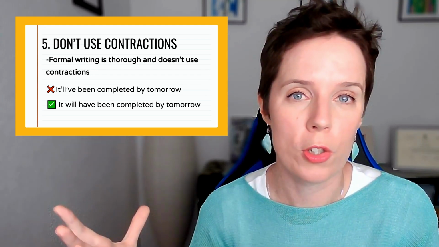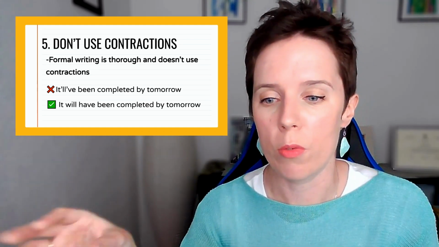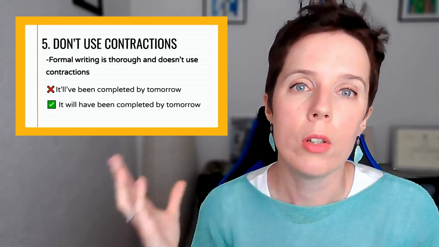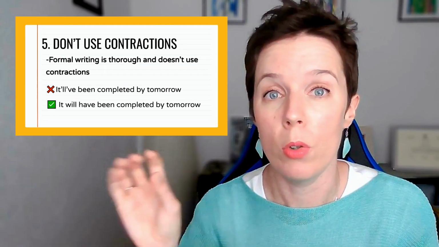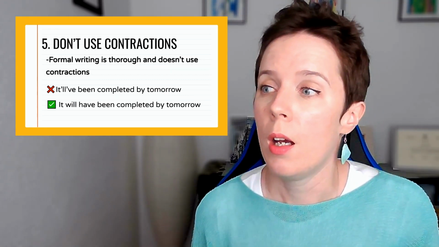Okay, don't use contractions. If you want to say don't, put do not. If you want to write won't, put will not. Can't, cannot. Don't use contractions. It makes your writing automatically more informal. You want to be more formal. Okay. All right, that's number 5.